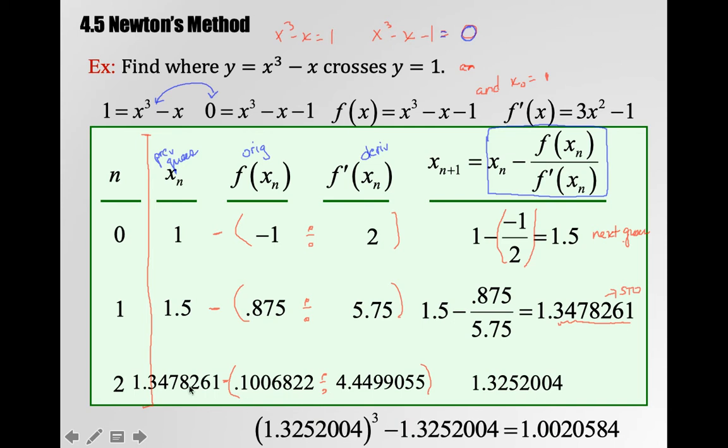I took this number, I stored this in alpha B. Because I'd stored this in alpha A. And then I plugged this into x cubed. So I did alpha B cubed minus alpha B, and I got not 1, but something pretty close to 1.